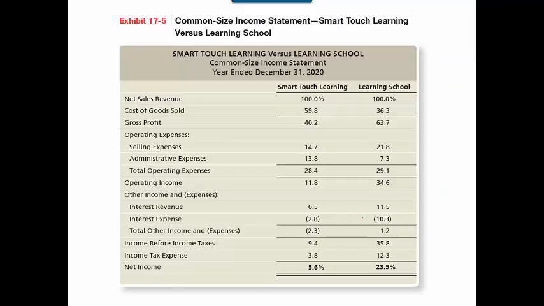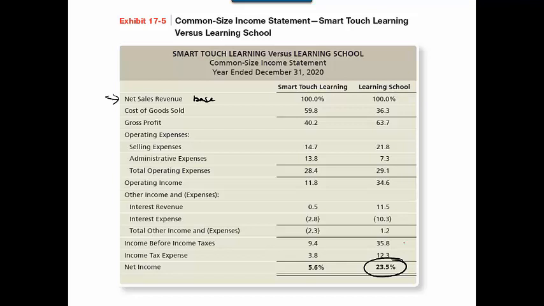The example they give you is they're comparing Smart Touch, the company we've been following, with another place. And I think Smart Touch is bigger, but if we look at everything as a percent, this is a common size income statement. I do that vertical analysis that I just did, and then I take out the numbers and I just report it in percentages. Obviously this is going to be 100 for both of them because that's my base. But here you can see that net income as a percent is much higher for the smaller business, the learning school. And if we were just looking at numbers, we might not notice that.